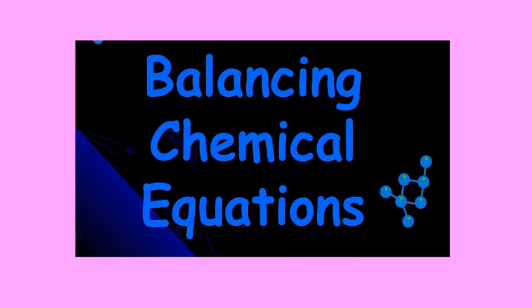The process of making the number of different types of atoms equal on both sides of an equation is called balancing of the equation. We need to balance the equation because chemical reactions obey the law of conservation of mass, which means matter can neither be created nor destroyed.